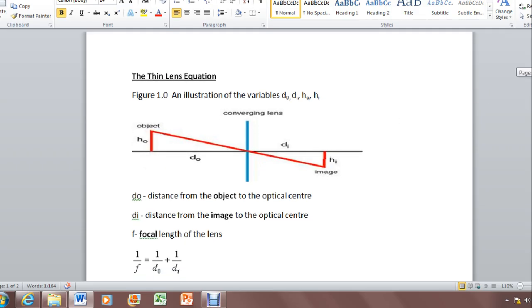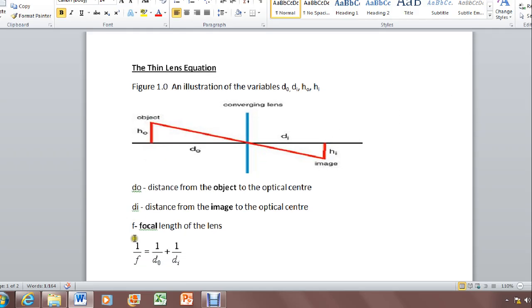All right, so here's our equation. So 1 over F is equal to 1 over DO, or the distance of the object, added to 1 over DI. So this is just a simple way to relate to the focal length, the distance of the object, and the distance of the image when we're talking about lenses.